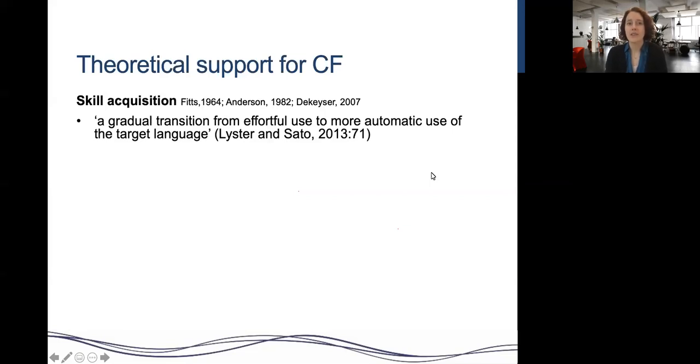Can we fit corrective feedback into theoretical models or theoretical frameworks that we're already using? Well, yes. Skill acquisition theory, for example, is a matter of practicing. So you practice, you try something and you get feedback on it, you try it again. And through this process of doing things again and again, it becomes less effortful and more automatic.